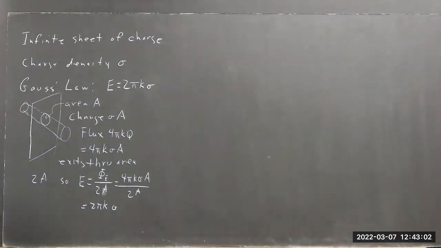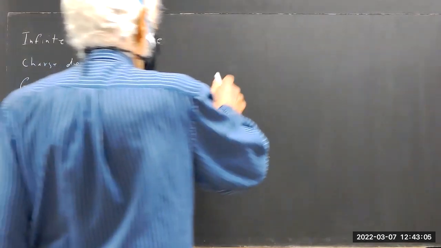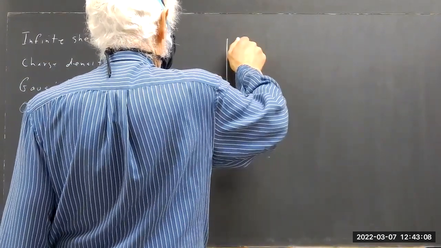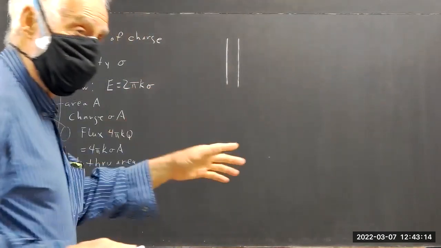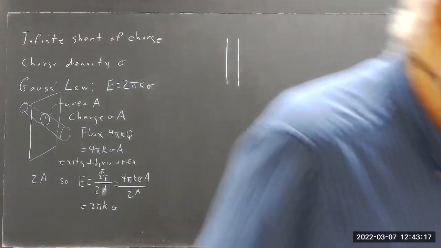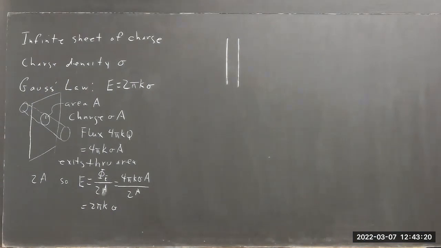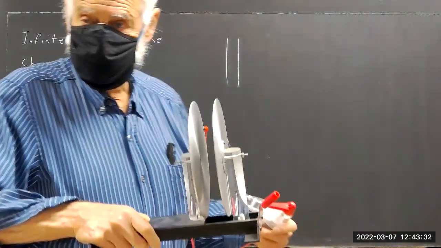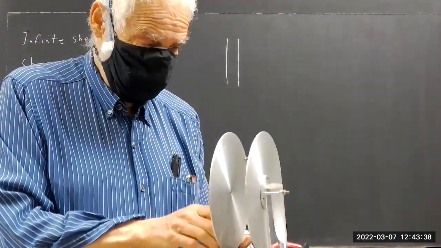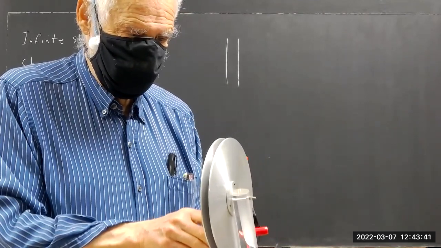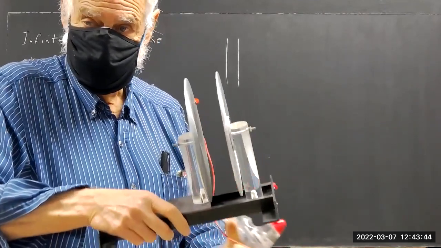Now, if we apply a voltage across two infinite sheets, looking at them from the side, like looking at the capacitor that I used to generate this, might as well do that on the screen or on the video. So here I've got two plates. Now these two plates aren't quite infinite, but we'll see how we deal with that fact.